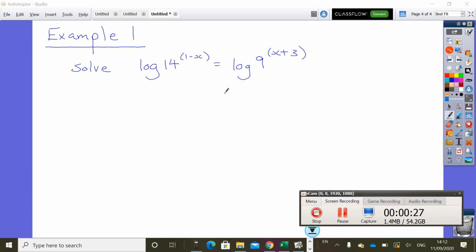Okay, so we are asked to solve this equation. It's called an equation because it's got equal and it's got a common variable. So therefore, we can solve this. If this was x and that was y, you can only rearrange the equations.